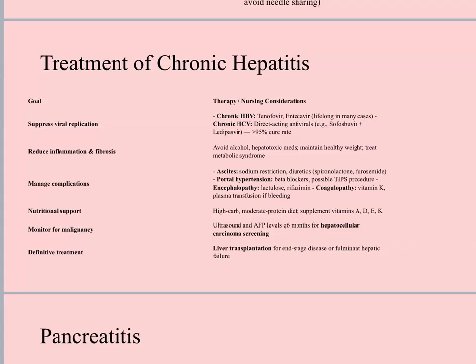Ultimately, chronic hepatitis and cirrhosis can proceed to cancer. So it's important that they have an ultrasound to screen for hepatic cancer. If things get really advanced and they really get past any point of their liver healing itself, they will need a liver transplant. So that is definitive treatment. But sadly, a lot of people die before they can receive a liver transplant.